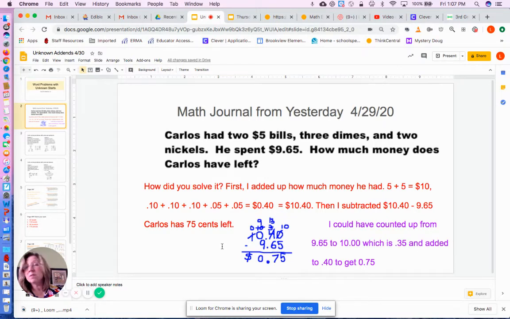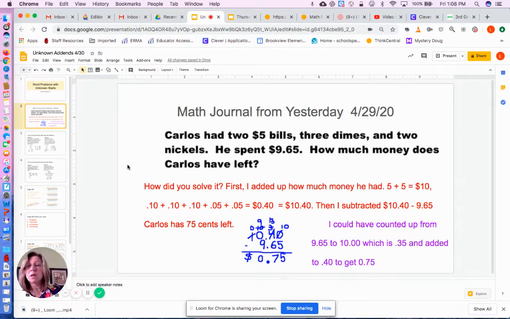This is how we did some problems earlier in the year. I counted 965 up to $10, and that's 35 cents. And I added that 35 to the 40 cents, and I got 75 cents. So I could have done it that way too.